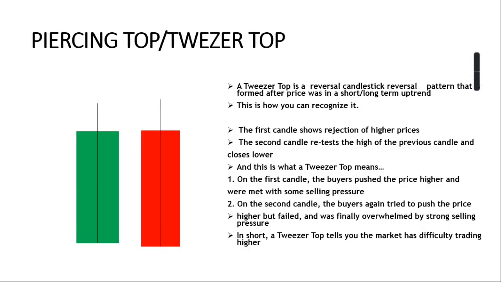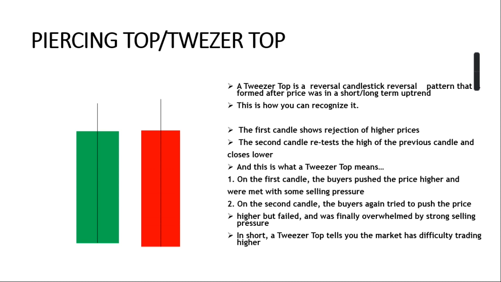Okay, let's go. So this is the opposite of a tweezer bottom that we saw just some few slides above, sorry. So how does it happen? So this is a tweezer top. It's a bearish reversal pattern that is formed after price was either in a short term or long term uptrend. How do you recognize them? Remember, it shows price rejection. There's rejection of higher prices, being rejected twice. The first candle shows rejection, and the second candle retests the high of the previous candle.